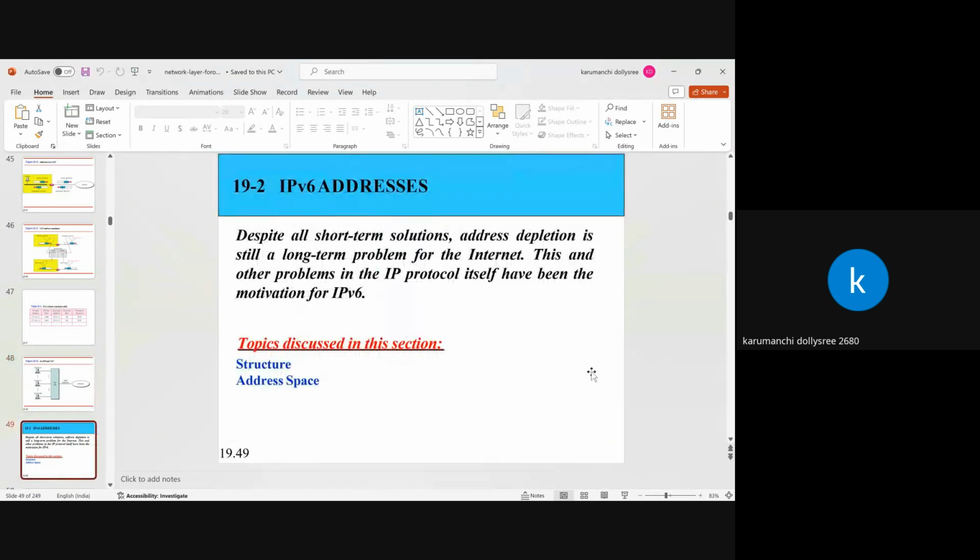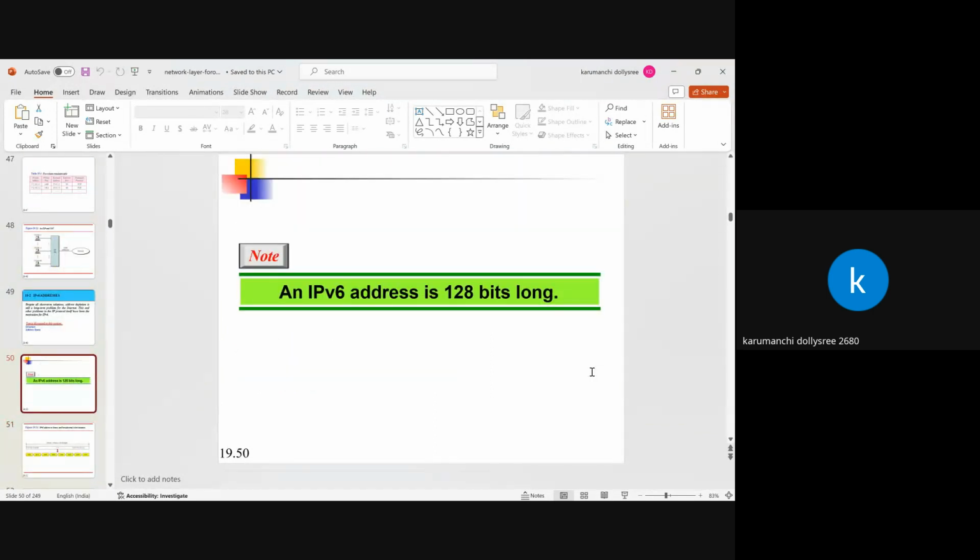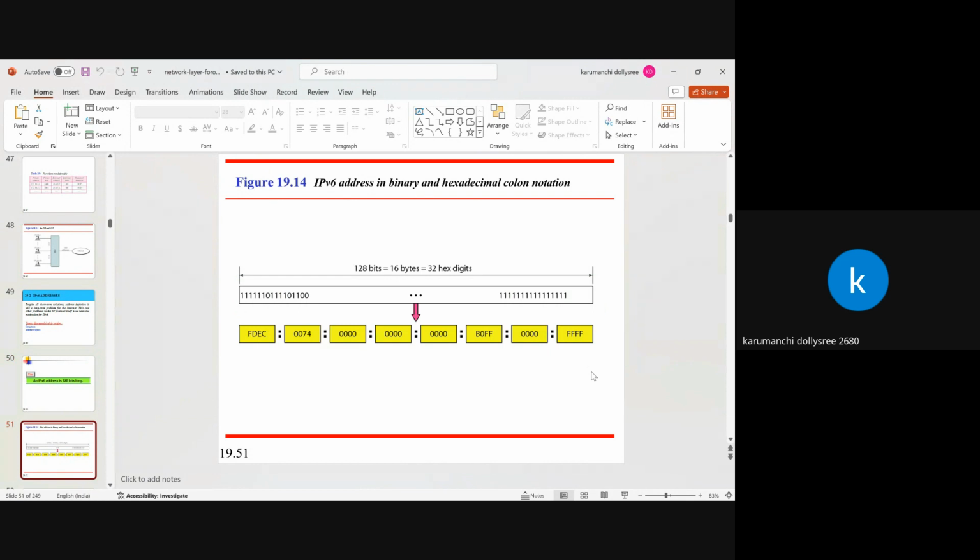The next topic is IPv6 addresses. In IPv4 we have short-term solutions if we want to increase the range. But for the long-term problem of the internet, we have a solution in the IP protocol itself, so to solve all this we have the IPv6 version, right? An IPv6 address is 128 bits long. IPv4 is 32 bits and IPv6 is 128 bits, right? Here in the binary and hexadecimal colon notation, you can see 128 bits, that is 16 bytes, which is 32 hexadecimal digits, denoted from binary to hexadecimal colon notation, right?